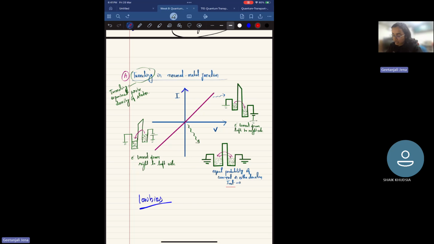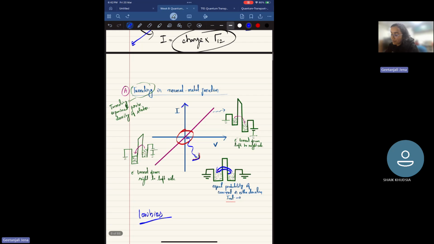So let us look at the three different regions. One is the zero bias case. For the zero bias case, if you look at the schematic, there is a possibility of an electron moving from left to right, and there is a possibility of an electron moving from right to left. And because of that, the net current will be zero. So this is for the zero bias case.